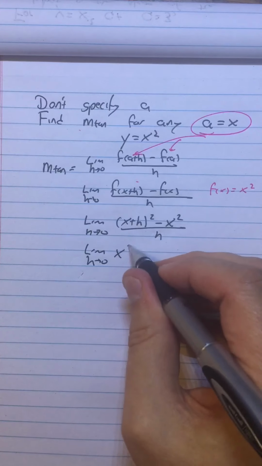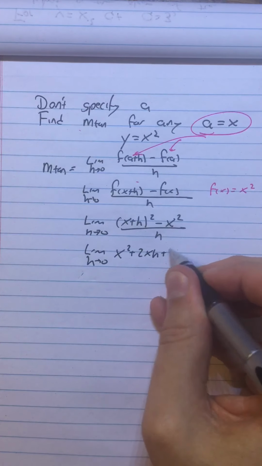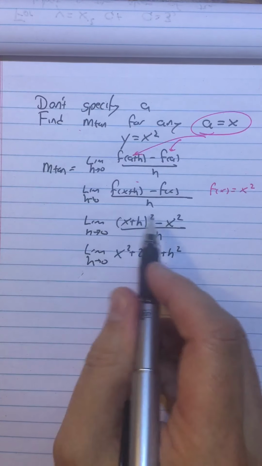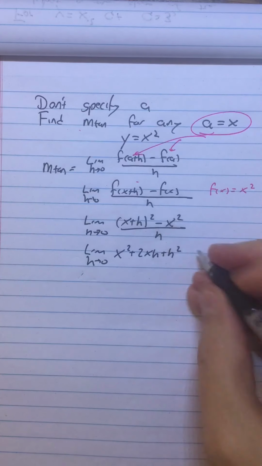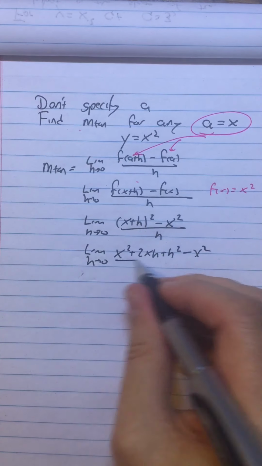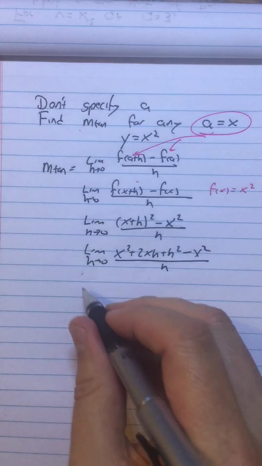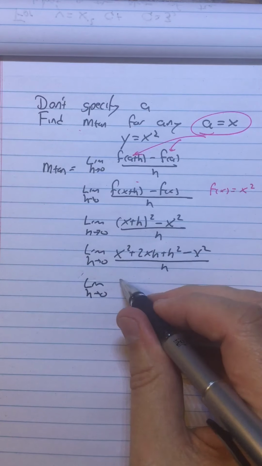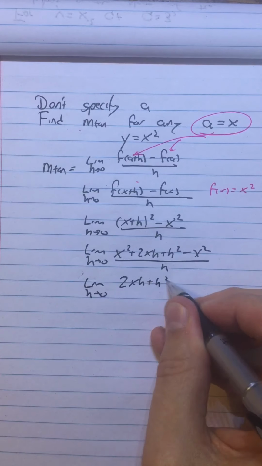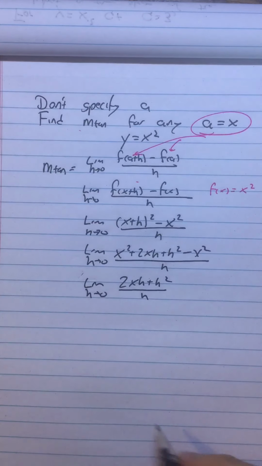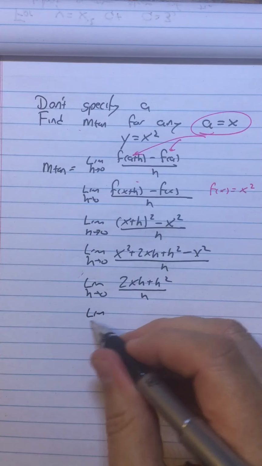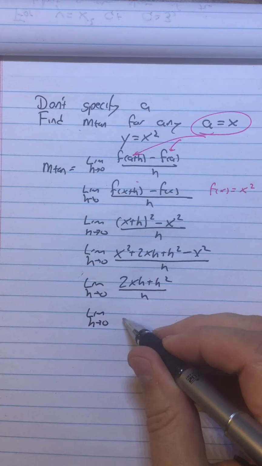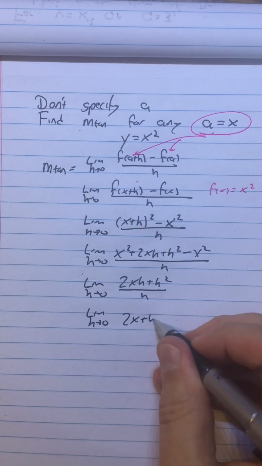So I'm going to have x squared plus 2xh plus h squared. That's just squaring out this binomial. And then I have minus x squared, and then that's over h. So that is equal to the limit as h approaches 0 of, the x squareds cancel, I have 2xh plus h squared over h. I have a limit, so I can reduce the h's. So I have the limit as h approaches 0 of 2x plus h.